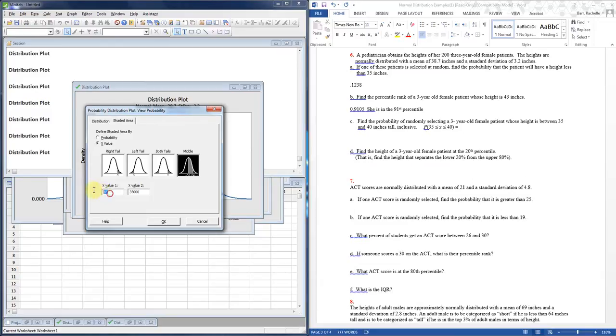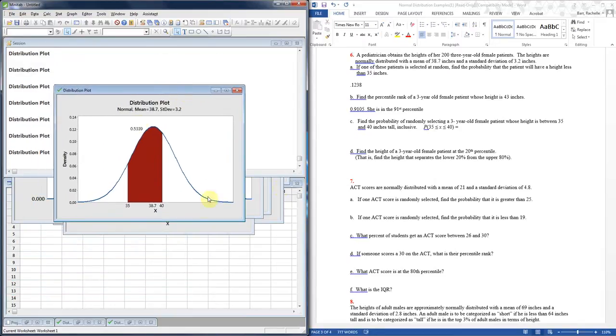I want to do a middle now, so I want to do between 35 and 40. Just as a warning, if you try to put something larger here than you do there, it gives you an error. So just try to keep in mind it goes in order. We count numbers in increasing value from left to right. So make sure you always put your smaller one in value 1 and your larger one in value 2. We'll hit OK. Oh, it's about half. A little bit better than half, so 53.39%, or 0.5339.